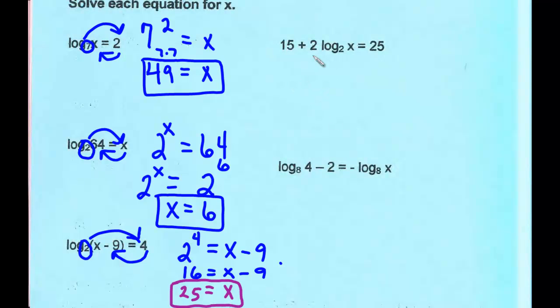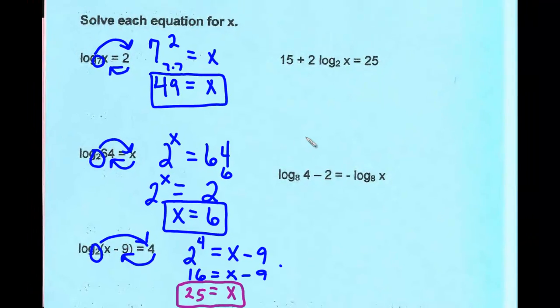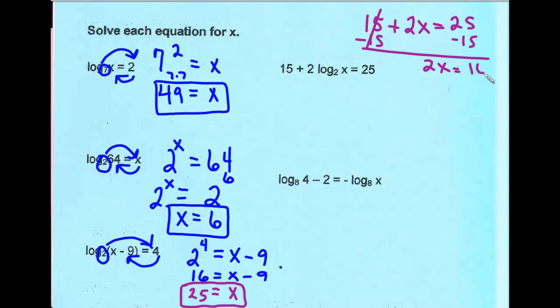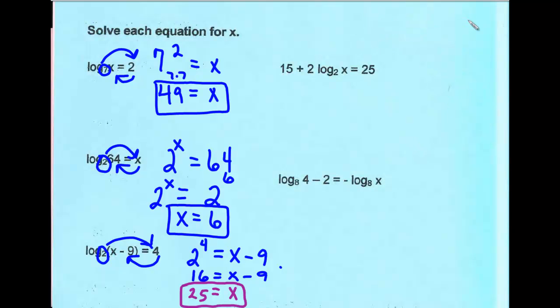Next example. Notice I am solving now for a log, and I have other things around the log. So remember, just like if I had an equation 15 plus 2x equals 25, I would subtract 15 from both sides first, then divide by 2, and x would be equal to 5. Remember, I practically do the same thing when I'm solving for a log. I want to isolate the logarithm first. So this whole thing right here is what I want to isolate, so I'm going to put a box around it.